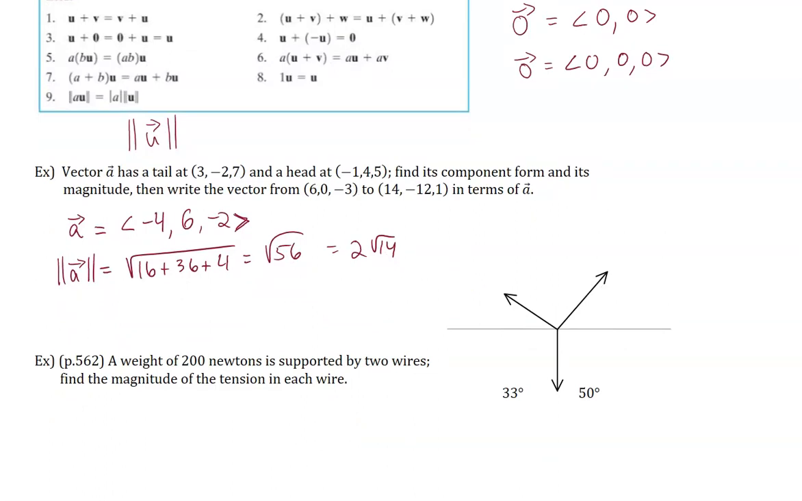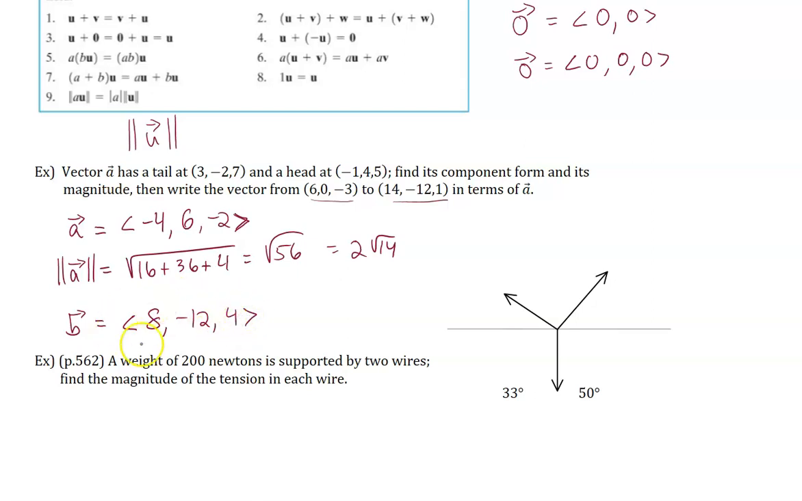Okay, and then the last thing is we want to write another vector that goes from this ordered triple to this ordered triple in terms of vector A. So let's go ahead and write the component form for that vector, and we'll call that B. So we can name it here. From 6 to 14 is a positive 8. And then from 0 to -12 means we are subtracting 12. And then from -3 to 1 means we are adding 4.